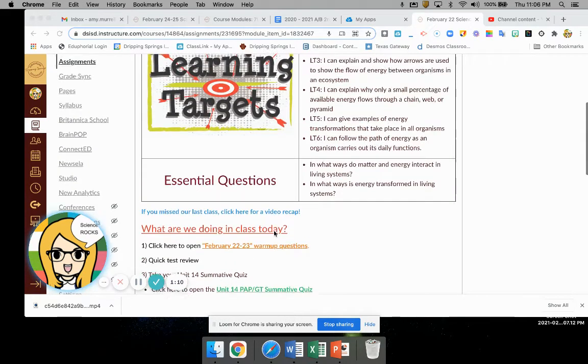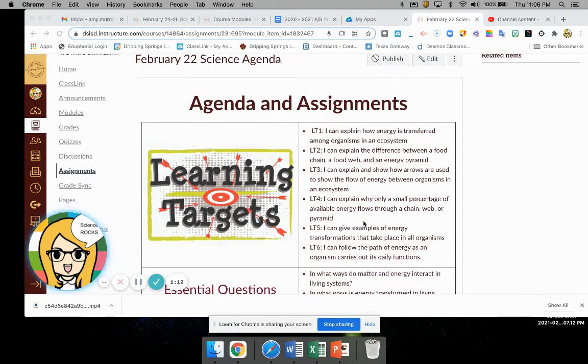A food chain is a way to graphically represent the flow of energy in an ecosystem. So we use graphic representations, words, pictures of organisms, and then arrows to represent the flow of energy. Energy food chains always start with a producer, and then they show the first level consumer, that would be the primary consumer, then the secondary, then the tertiary consumers.